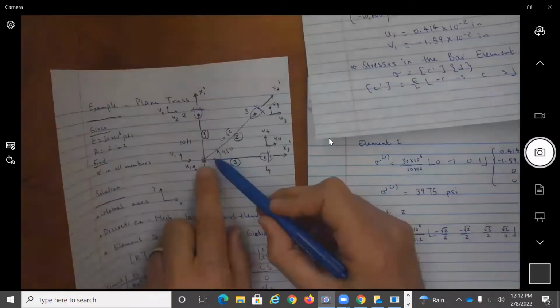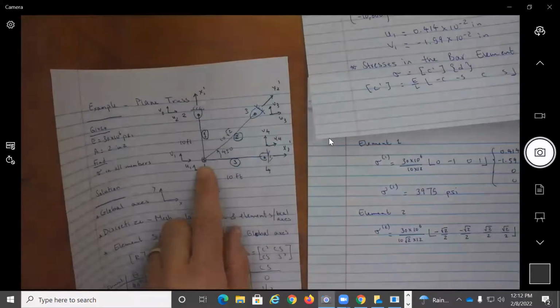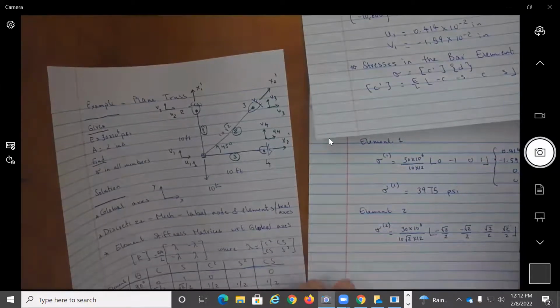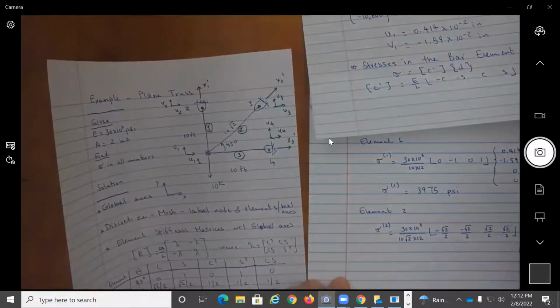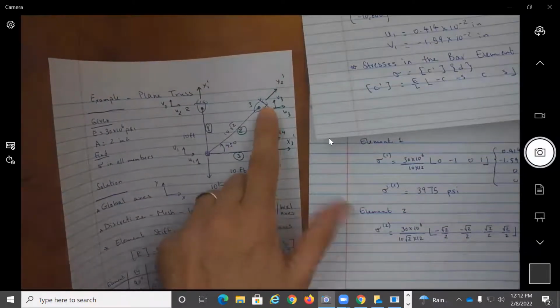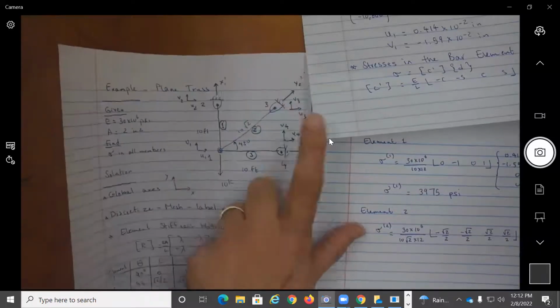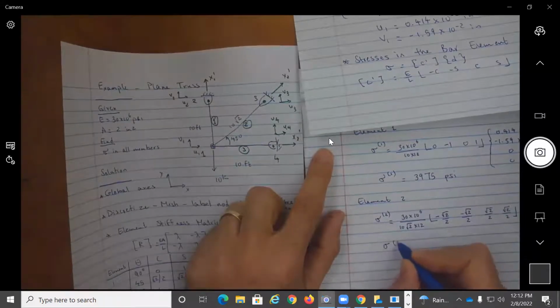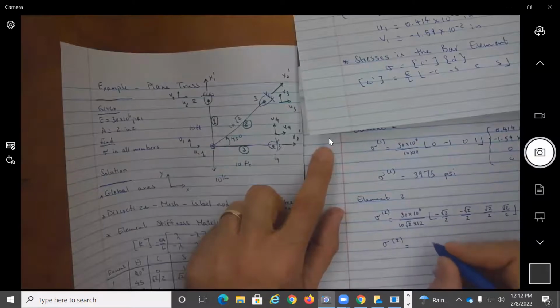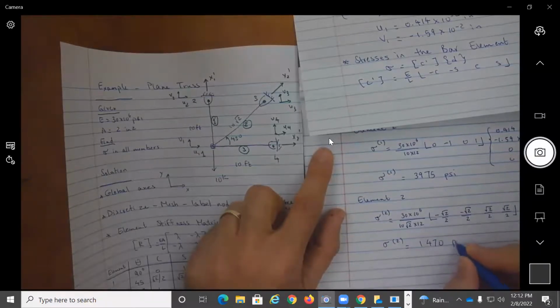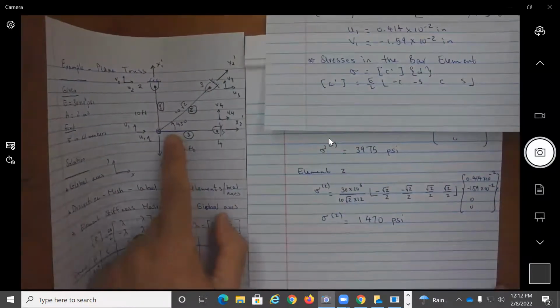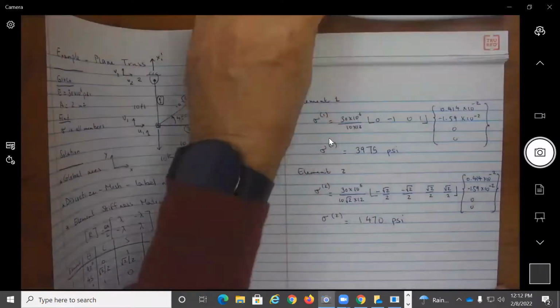Now again, element 2 extends from 1 to 3. So its nodal displacements are going to be U1, V1. So again, 0.414 times 10 to the minus 2, minus 1.59 times 10 to the minus 2. And U3, V3 are also zeros. And the outcome here would be sigma 2 equals 1,470 psi. So it is also in tension, but it does not get as much tension as the first element.